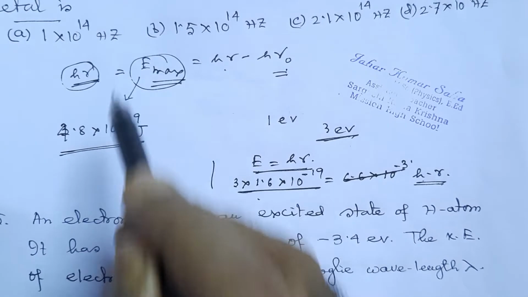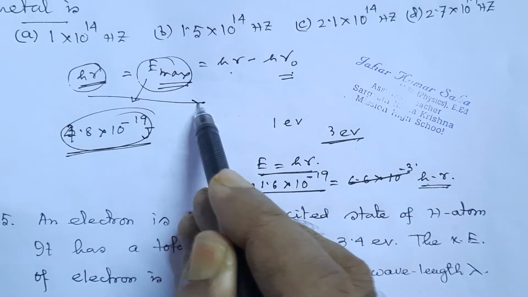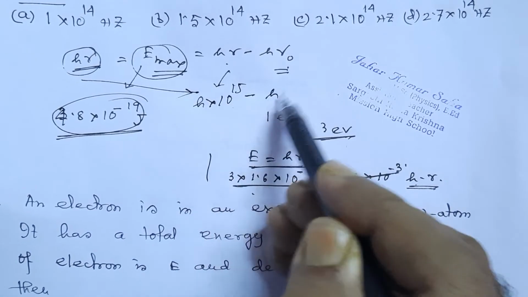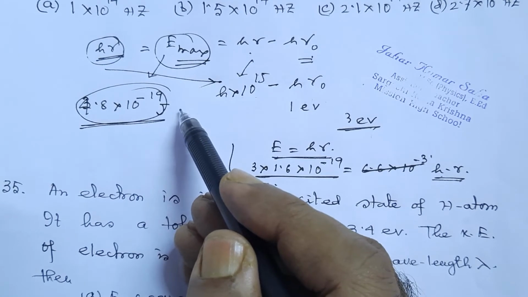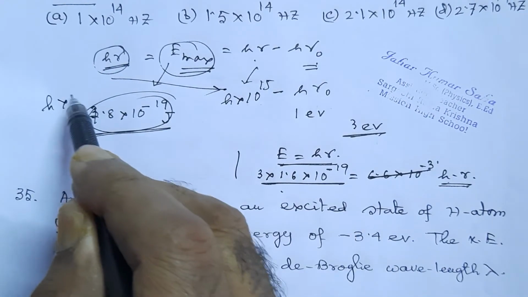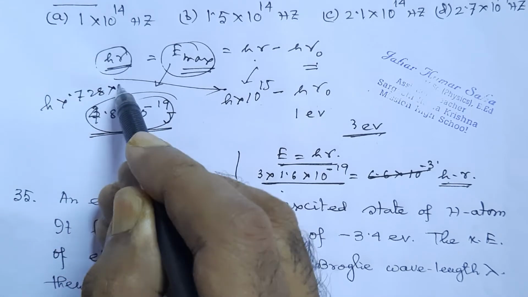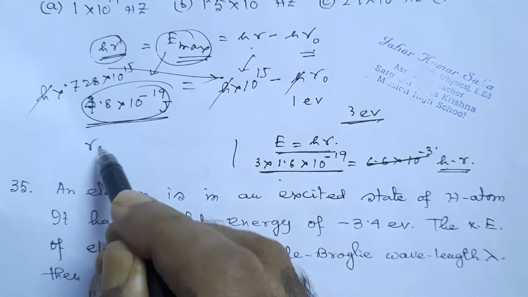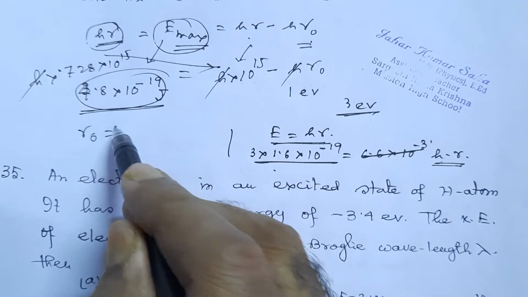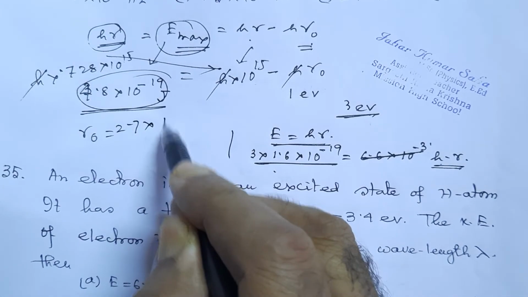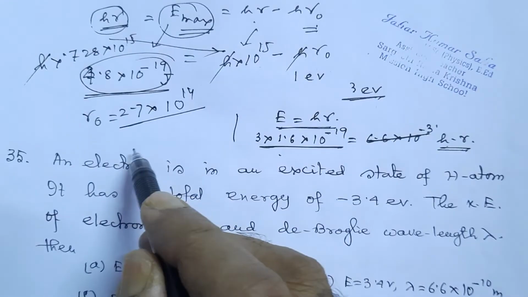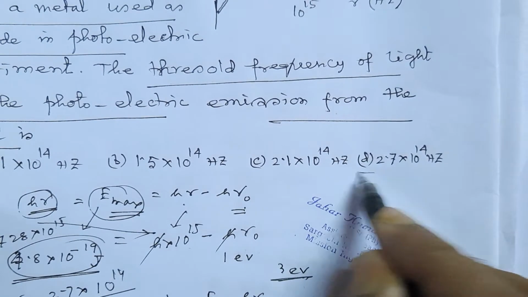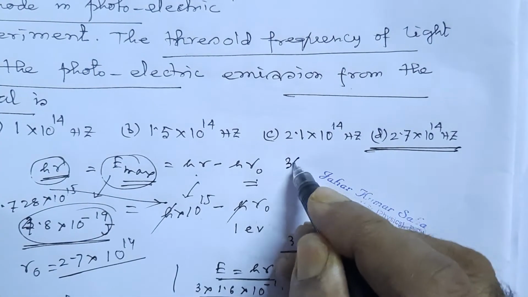Emax may be calculated in this way: h nu equals h into 10 to the power 15 minus h nu 0, and it may be calculated as h into 0.728 into 10 to the power 15. So h may be cancelled out from both sides. So nu 0 equals 2.7 into 10 to the power 14. So the correct answer is 2.7 into 10 to the power 14. So the correct answer to question number 34 is D.